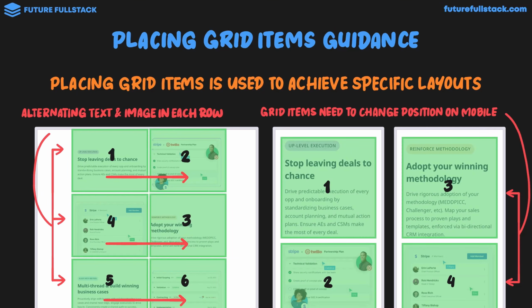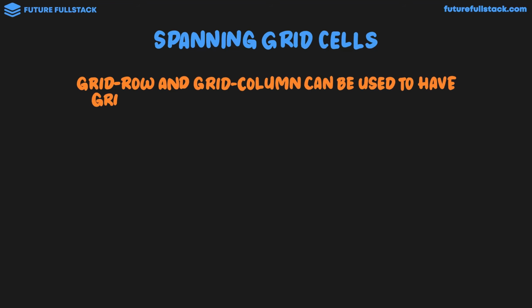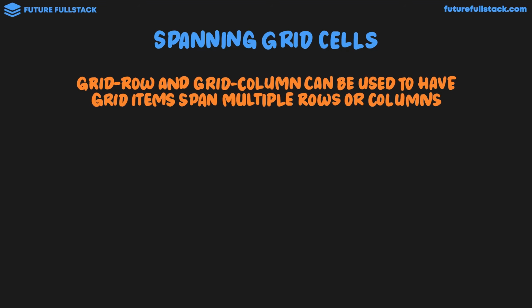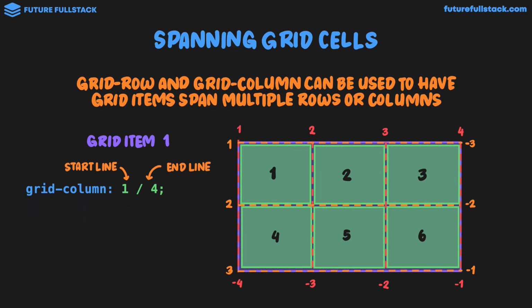So let's now talk about spanning grid cells. Grid row and grid column can be used to have grid items span multiple rows or columns. Let's take a look at what I mean. Let's focus on grid item 1. We'll use the grid column property, where we're going to set the start line to 1 and the end line to 4. So you'll notice this time, the end line is not one increment above the start line, but several increments above. So what this results in is our grid item spanning multiple columns, like this.